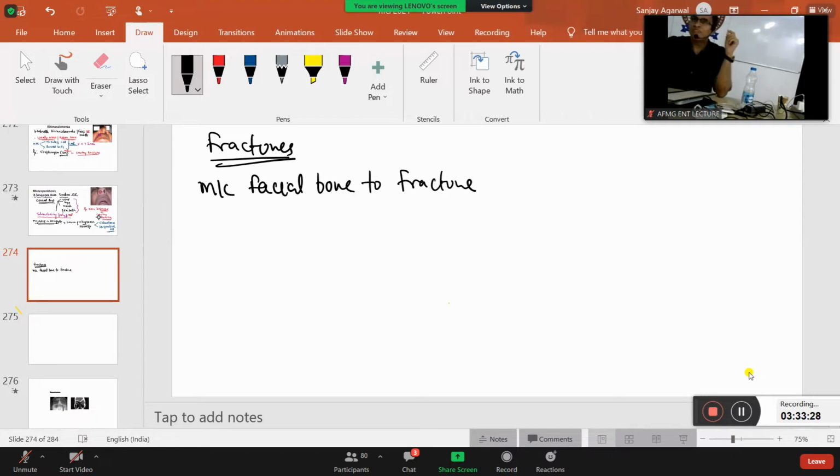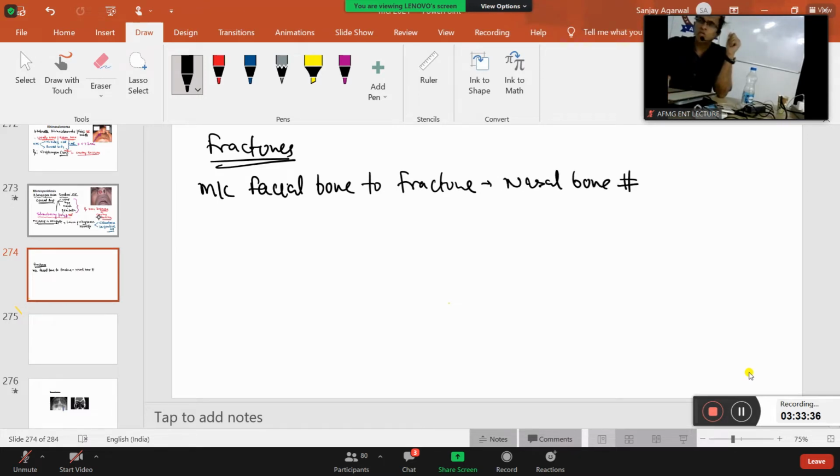Which is the most common facial bone to fracture? Nasal bone. You should not poke your nose in others' business. अपनी नाक नहीं लगानी चाहिए. टूटती बहुत जल्दी है. But when nasal bone gets fractured, septum fracture is also pretty common. एक ही तरफ है ना nose and septum.